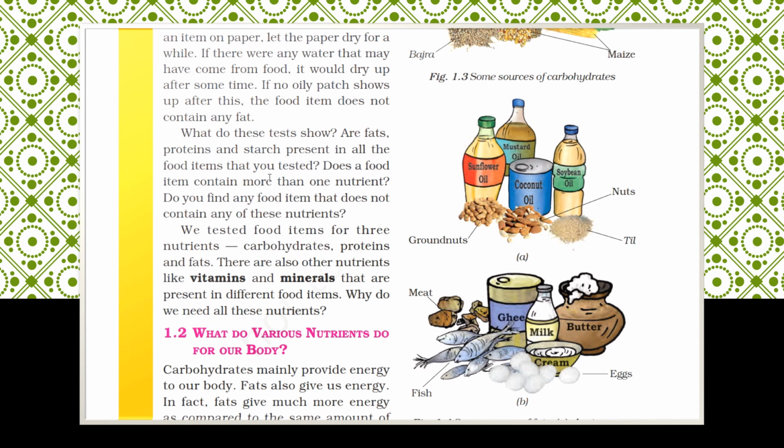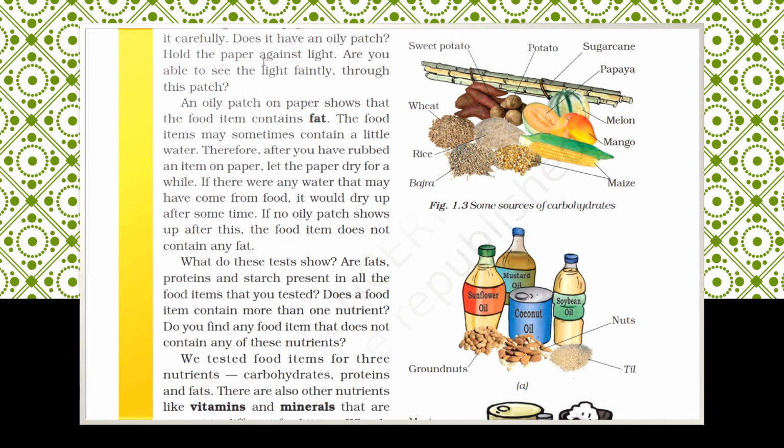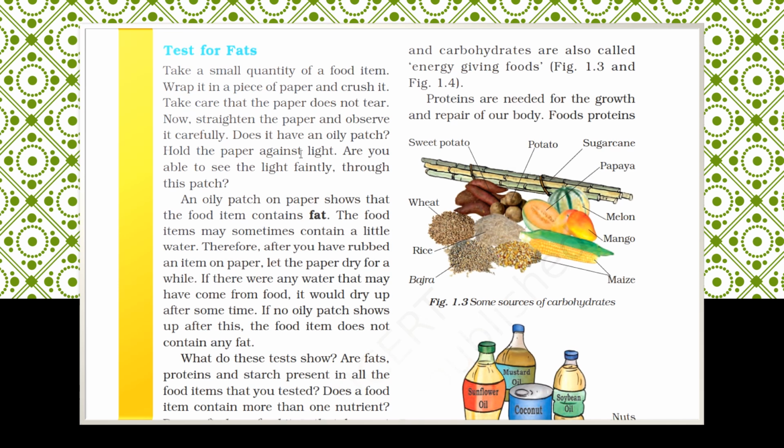For that we will do that part in our next video, because if I continue the video will be longer. So we will stop here with these nutrients. We have major nutrients, that is carbohydrates, fats and proteins, and minor nutrients, that is vitamins and minerals. We will understand in our next video.